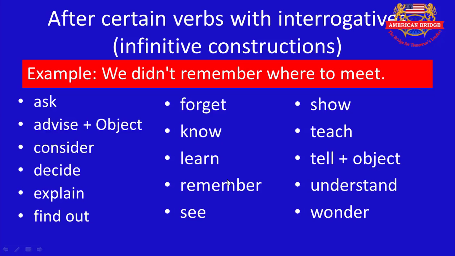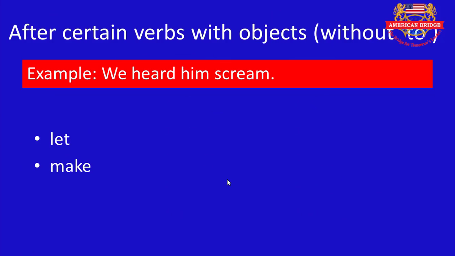So bear in mind, everyone. It's really helpful if you can remember this and you can use it as well. So the next one, after certain verbs with the object without to. So remember the word "let" or the word "make." We don't use the to infinitive, we use only the bare infinitive. So "let me go home," not "let me going home," or "let me to go home."